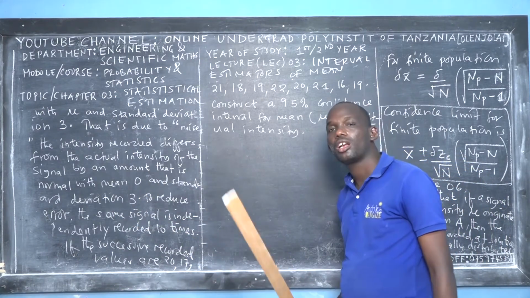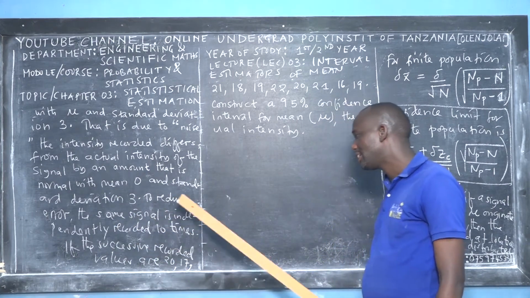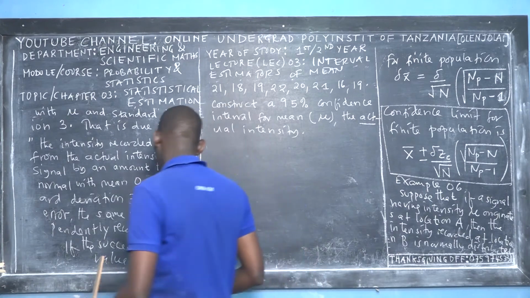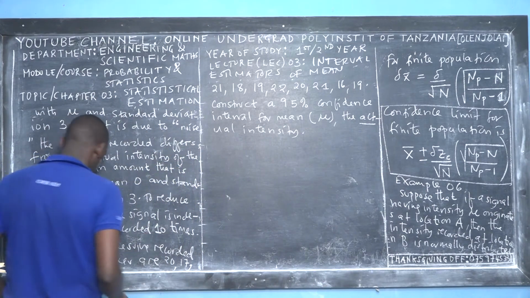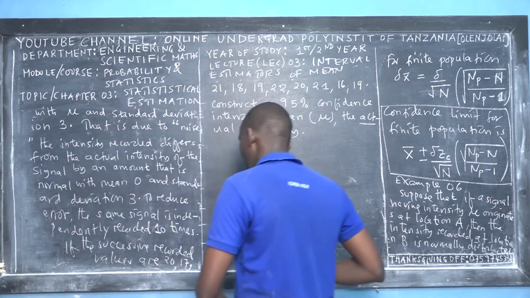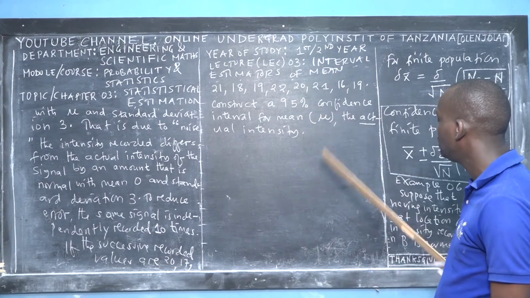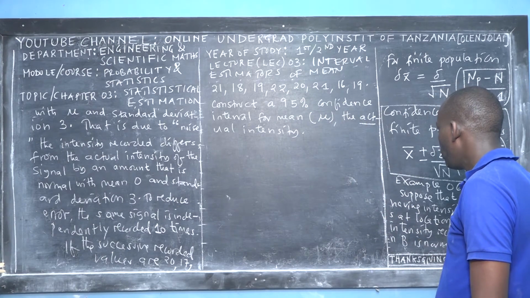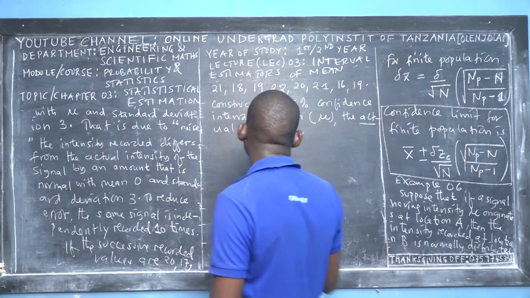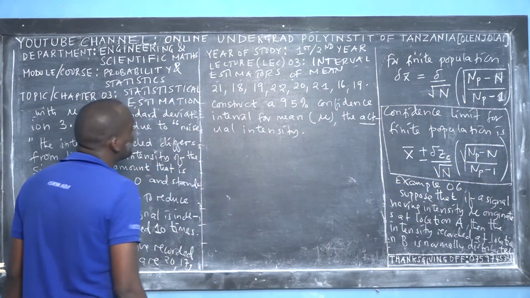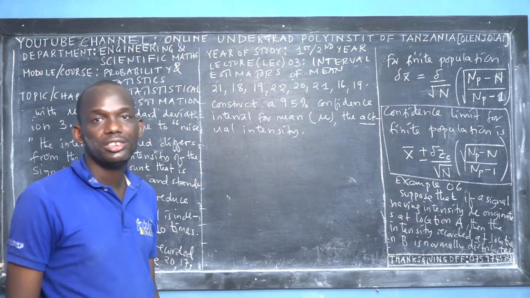To reduce the error of noise, the same signal is independently recorded 10 times. So it's being recorded 10 times, not 1 time, to reduce errors. If the successive recorded values are 20, 17, 21, 18, 19, 22, 20, 21, 16, and 19, construct a 95% confidence interval for the mean of the actual intensity.